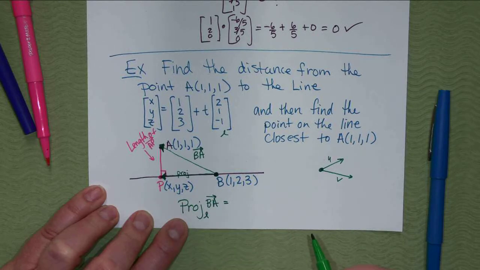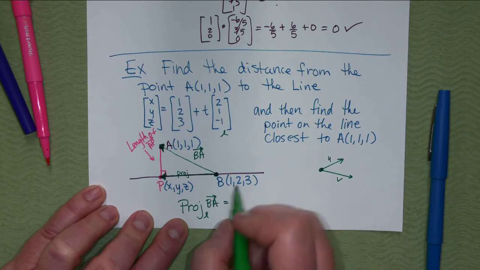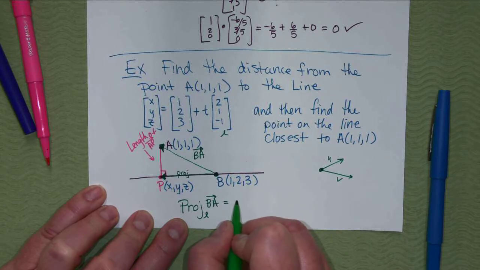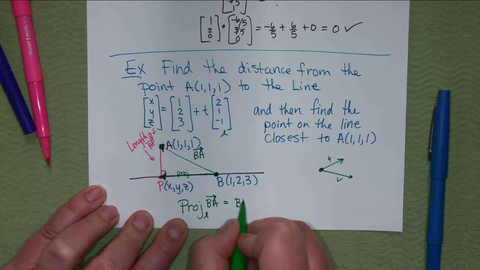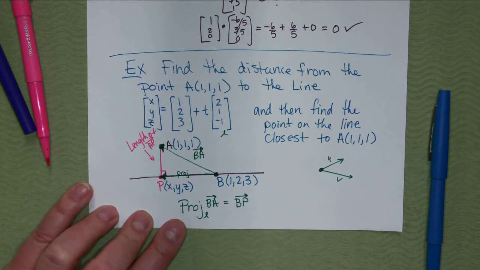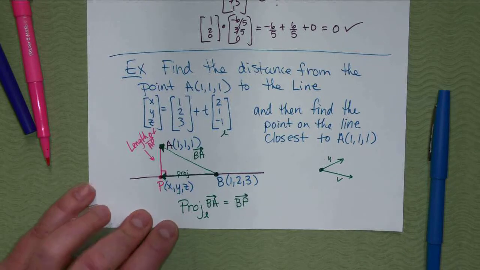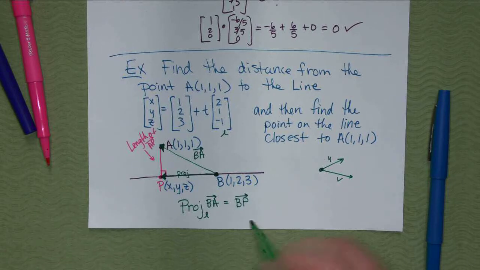Which way? BP or PB? BP. Okay, do you agree with that? Yeah, so when we find it, we'll know that. And if we know B and we want to find P and we end up knowing this answer, then we can solve for the other, which we'll get to in a minute.